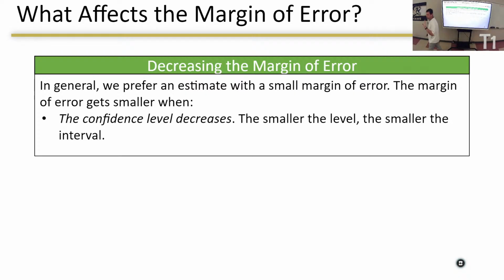There's one other thing you can control this with, and you already know this one because we've talked about it many, many times. What do we know about the sample size? As my sample size increases, what happens to my variability? It decreases, right? So if my variability decreases, what happens to my interval? It decreases. So that's on the flip side.